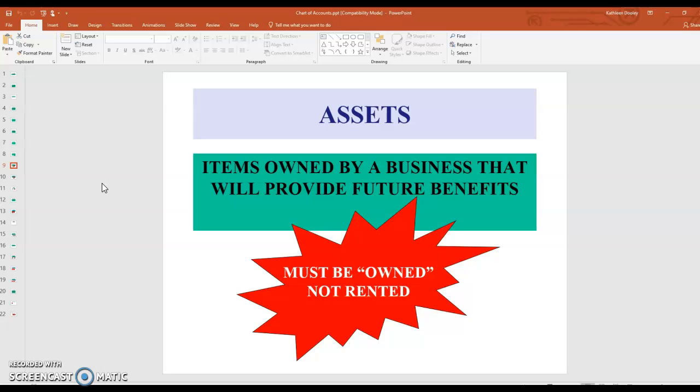Assets are the first types of accounts that are listed in the chart of accounts. What are these? These are items that are owned by the business that will provide future benefits. So if the business owns, say, a piece of equipment, or if it owns the checking account, those would both be assets.